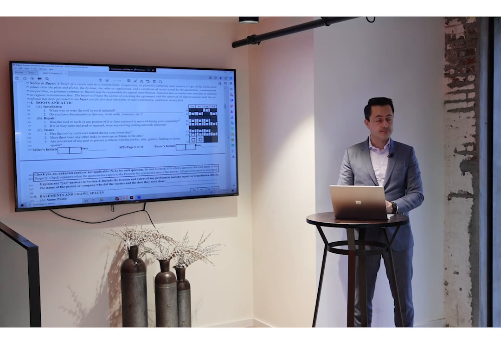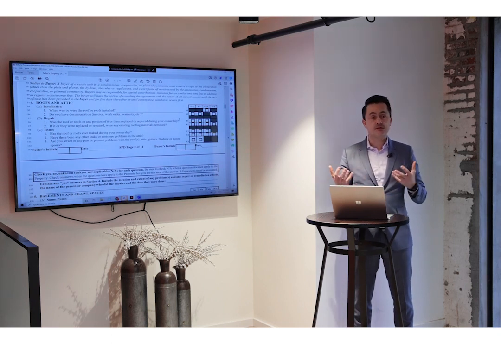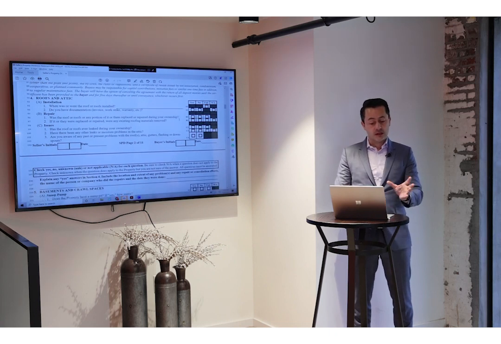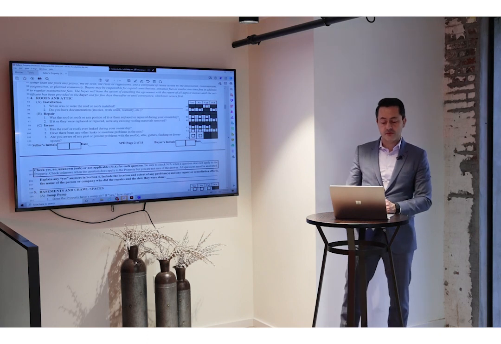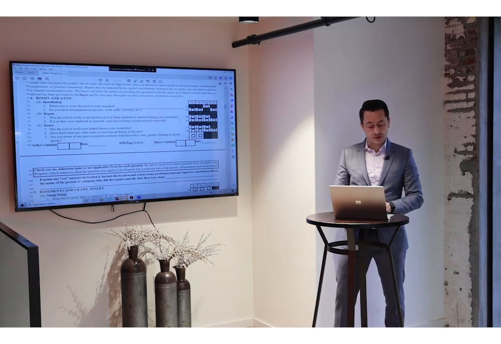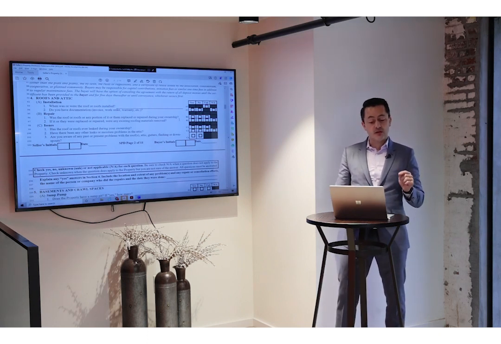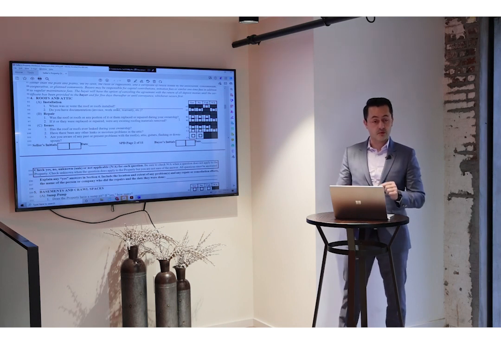Do they know when? You've got to put an approximate date. Do you have documentation? Yes, no. Now, this is a tricky one. Was the roof or roofs or any portion of it replaced or repaired during your ownership? And if it or they were replaced or repaired, were any existing roofing materials removed?